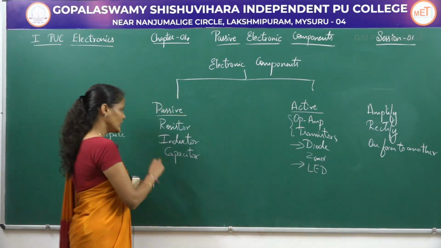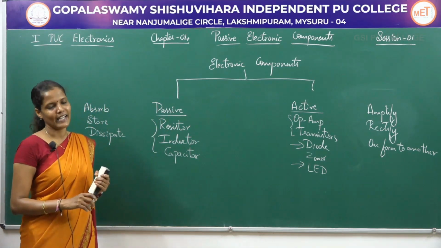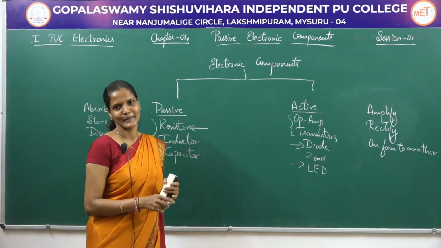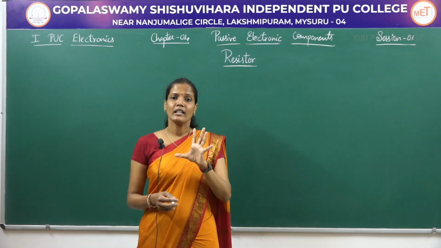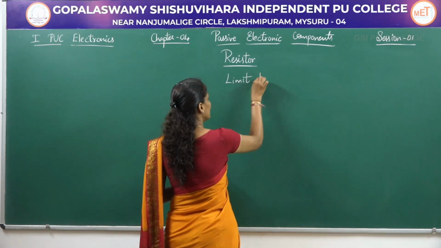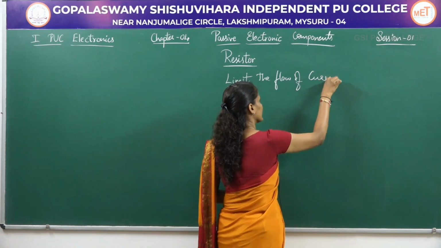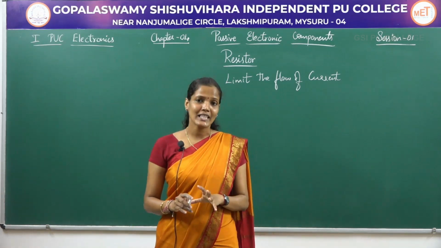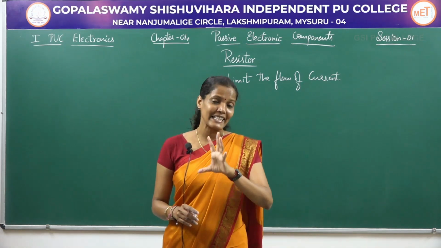In this chapter we are going to mainly focus on these three types of passive components, that is resistor, inductor and the capacitor. Now let us try to study in detail about this resistor. So what exactly is this resistor? Resistor is nothing but a component which limits the flow of current. So its job is to limit the flow of current. And resistor is nothing but a passive component which is used in the circuit which offers a specified value of resistance.